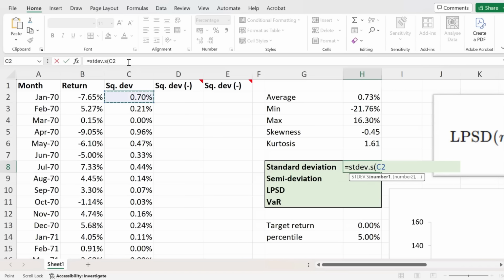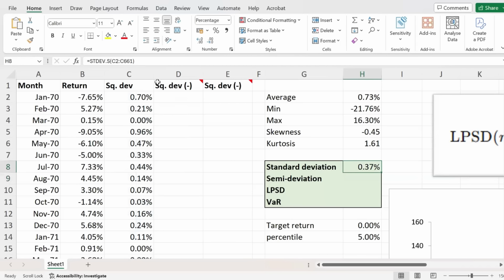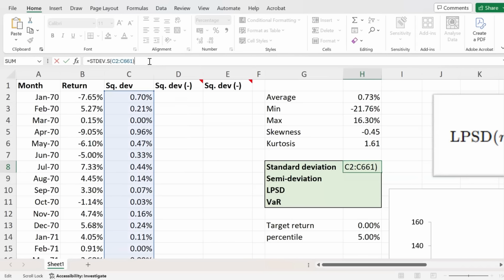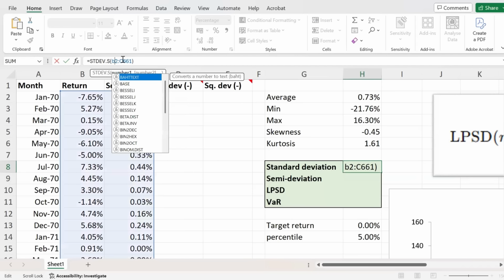Again, let's make sure that we get the same figure, 661, standard deviation. Oops, of course, I'm selecting the wrong cells. I need to select the returns, not the squared deviations.